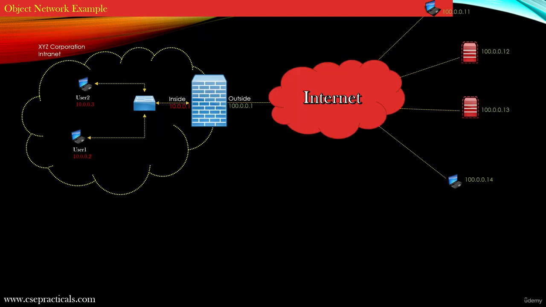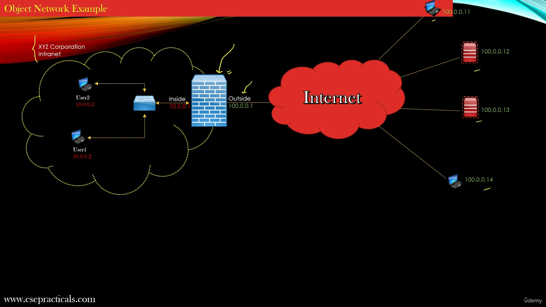So let us discuss how we use object networks in our day-to-day configuration. On the screen, you can see a typical topology. Here in the middle is a firewall, and on the left-hand side is an intranet which belongs to the XYZ Corporation. This is the personal intranet of XYZ Corporation, which has installed a firewall on the boundary of its intranet, and the outside part of this firewall is connected to the open internet. On the open internet, there are public servers, public machines or public users.